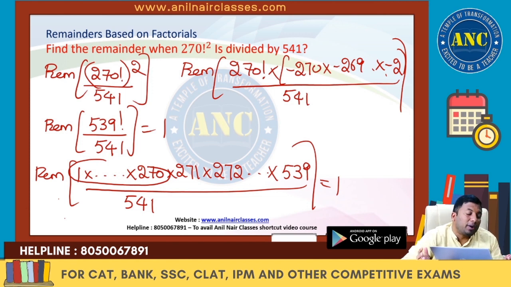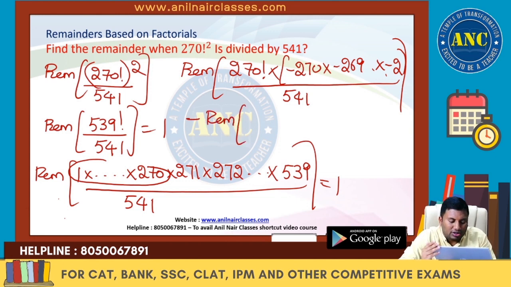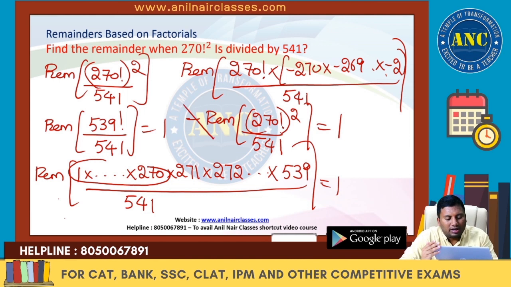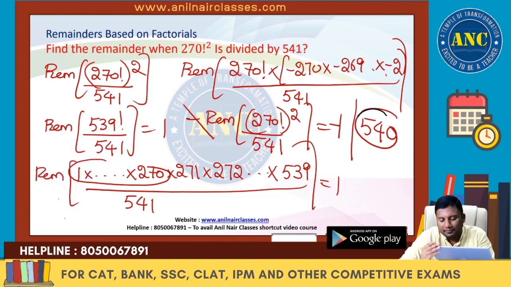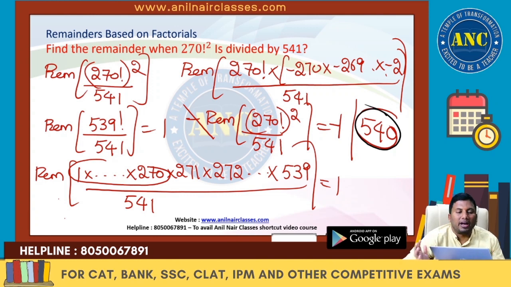If you multiply an odd number of negatives, I will get a negative. So outside minus will be there. Minus of 270 factorial whole square by 541, which is nothing but 1. Multiply with negative on both the sides. Answer for this question is 540. I hope the idea is clear.